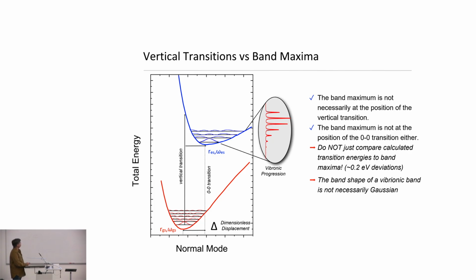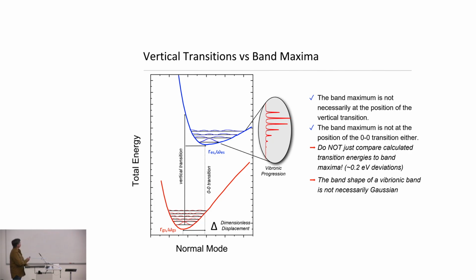Essentially what you get is not just one transition, but a transition from each of the thermally populated vibrational levels of the ground state into each of the vibrational levels of the excited state, right? And that gives you a so-called vibronic progression. The intensity of each of these vibronic bands is proportional to the overlap of the ground state vibrational wave function with the excited state wave function.